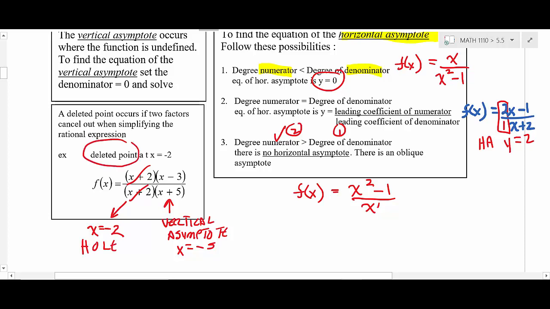Sometimes you'll hear me call this a deleted point. I think our textbook uses the term deleted point. I think of it just as a hole in the graph, and we did talk a little bit about that last week. So anytime the factor cancels, that's no longer a vertical asymptote, okay? And you'll see that because I'll do a couple of examples like that.